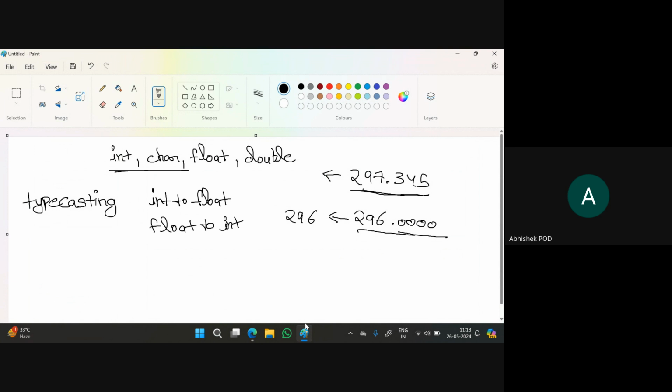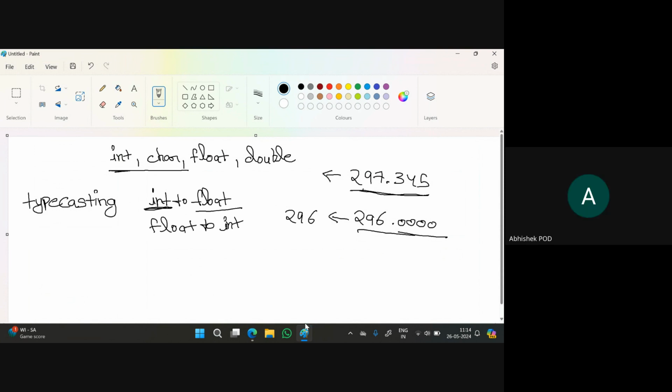Now, can someone tell me how much memory is required by a variable that is declared with the int data type and a float data type? Does anyone know? Anyone? Sir, could you repeat the question? What is the size of the memory that is required to allocate memory for an integer type variable or a float type variable? Sir, I think for int type variable it's 4 bytes.